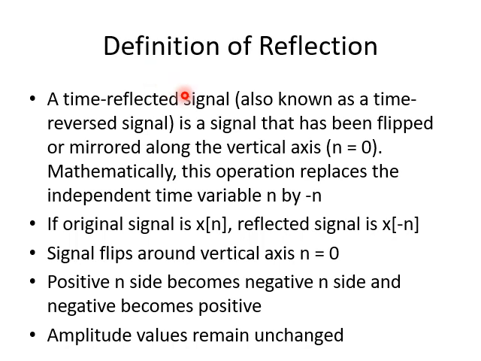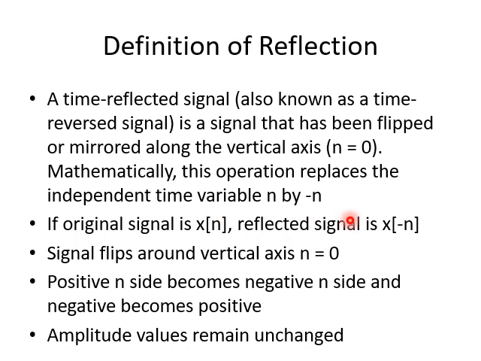A time reflected signal, also known as the time reverse signal, is a signal that has been flipped or mirrored along the vertical axis. Because we are talking about the discrete time signal, the x-axis is denoted by n, so we flip the signal around n equals 0. Mathematically, this operation replaces the independent variable time, n, by minus n. If the original signal is x of n, the reflected signal is x of minus n.